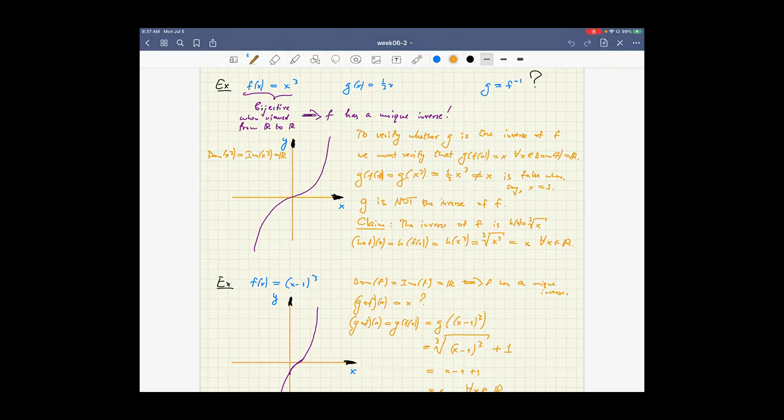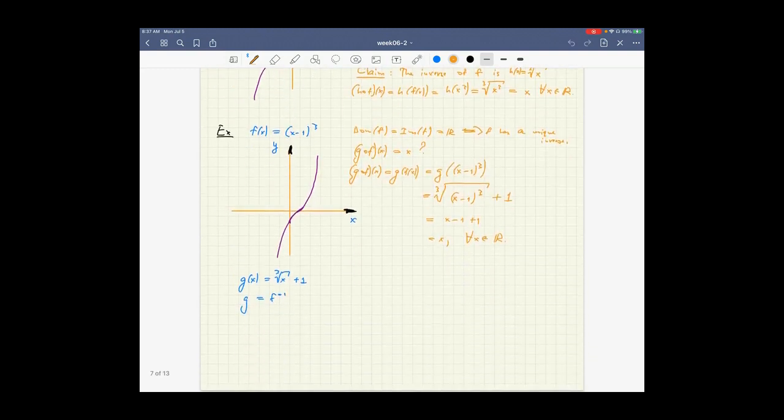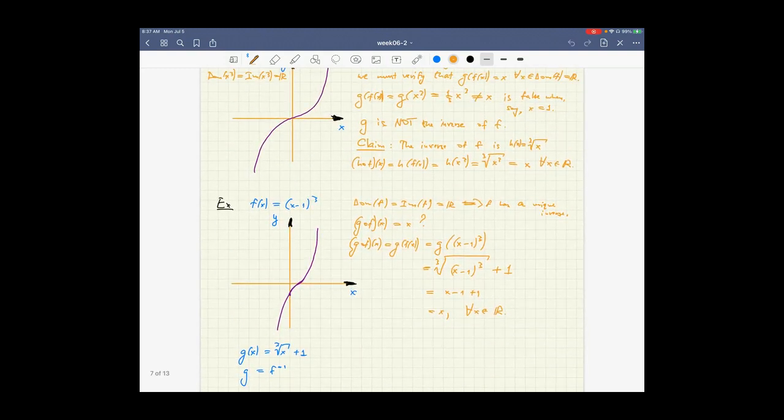Welcome back to part 2 of week 6 of pre-calculus. We have finished a number of examples where we were talking about inverse functions.